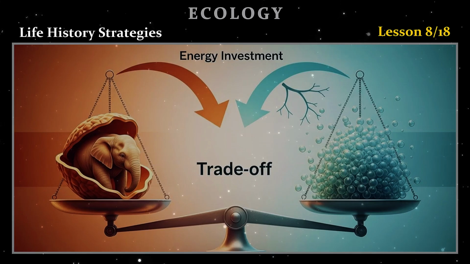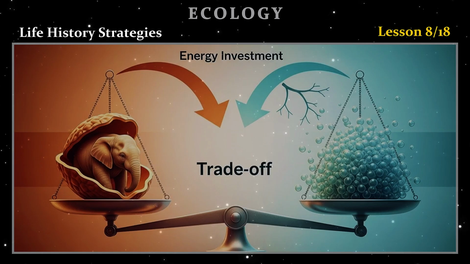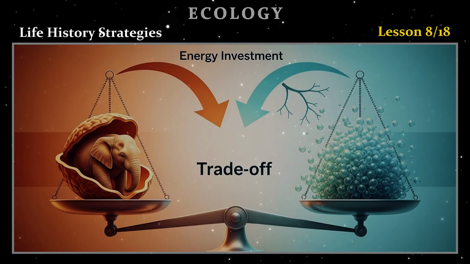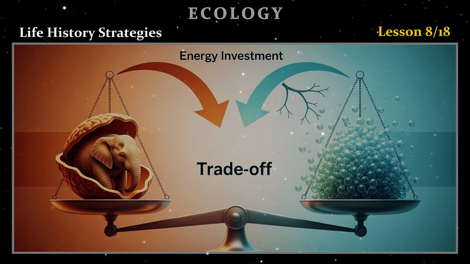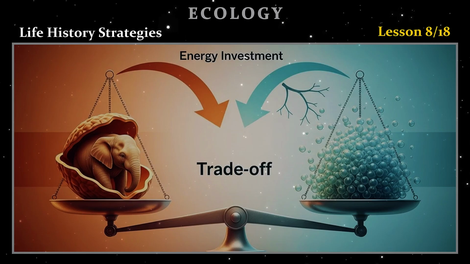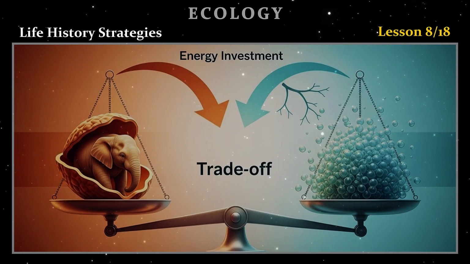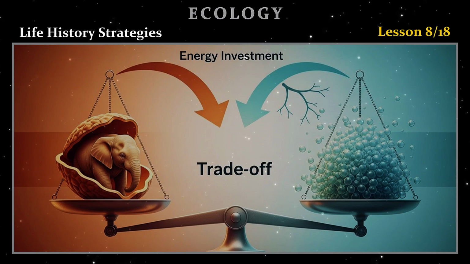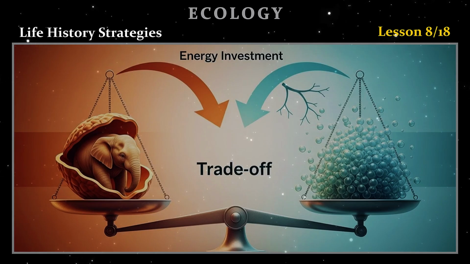Ecologists generally classify species along a continuum based on how they solve this problem. At one end of the spectrum, we have the R-selected species. The R stands for the growth rate we discussed in the last lesson. These are the opportunists. They are the gamblers of the natural world. Think of a dandelion, a mouse, or a bacterium. The strategy of the R-selected organism is simple: live fast, die young, and leave as many offspring as possible. They prioritize quantity over quality.